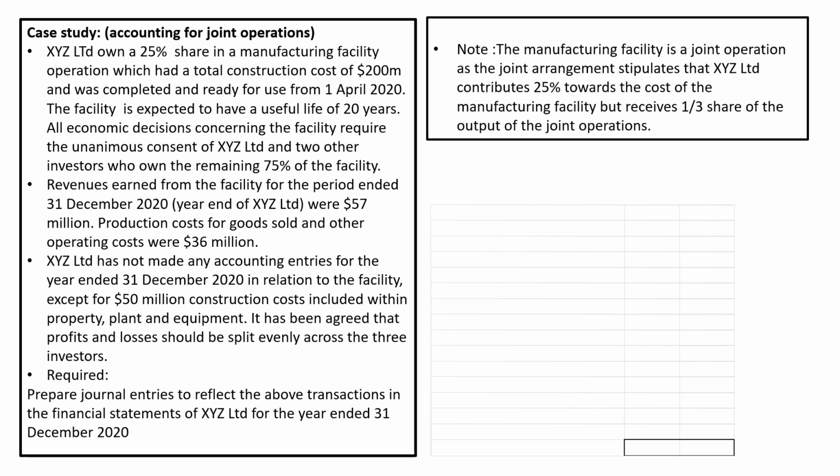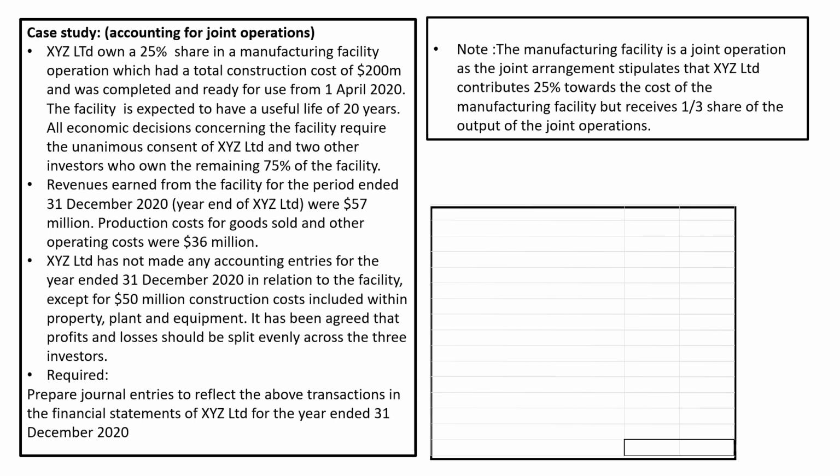Before we start looking at the journal entries, please note that the manufacturing facility is a joint operation, as a joint agreement stipulates that XYZ Limited contributes 25% towards the cost of the manufacturing facility, but receives only 1/3 of the share of the output of the joint operations.